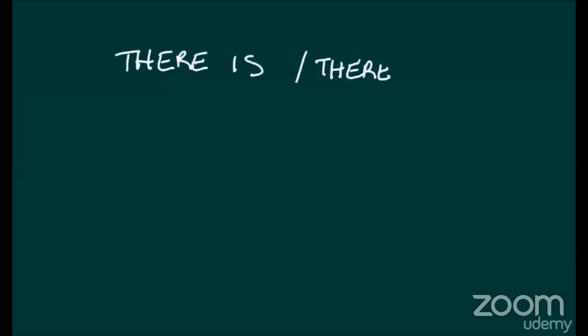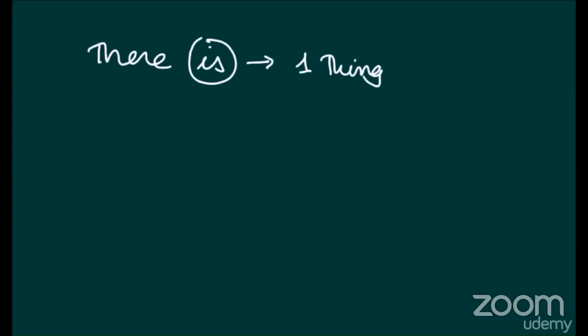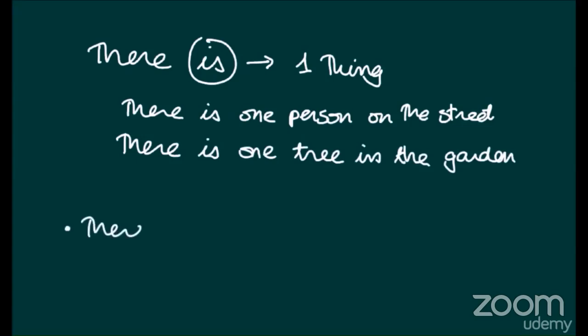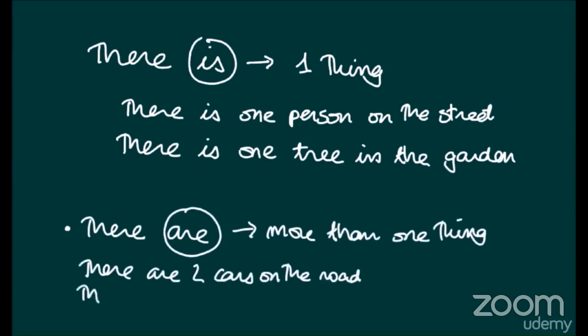There is, there are. First, check in the vocabulary the meaning of there is or there are. We use there is when there is only one thing. For example, there is one person on the street. There is one tree in the garden. We use there are when there is more than one thing. For example, there are 2 cars on the road. There are 10 tables in the classroom.